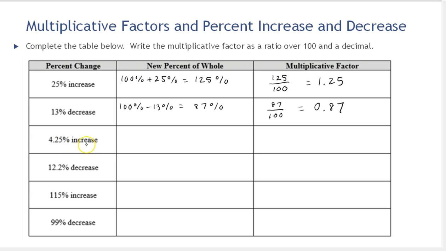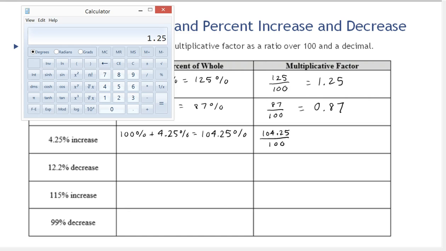The next value is an increase. We want to take 100% and increase it by 4.25%. Adding these together, we have 104.25%. The multiplicative factor, the number you multiply by to get the new amount, is 104.25 over 100. Okay, and we're not going to simplify that or write it without decimals because basically we'll always be putting that in the calculator.